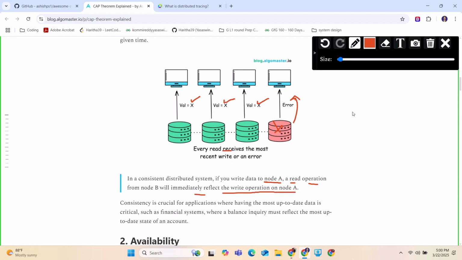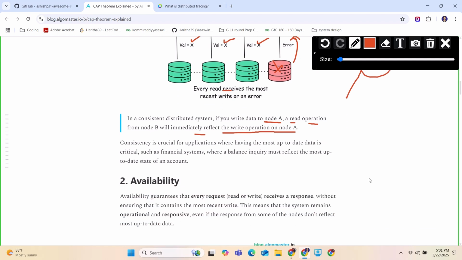Suppose there are 2 nodes, this is node A and this is node B. If a user writes something into the server, that means it has the most recent data, then B will immediately reflect whatever this write operation is; it will be copied here. Consistency is crucial for applications where having the most up-to-date data matters, like financial systems, balance queries, bank systems. You should get the latest balance and it should not be the old one. So in banking systems, consistency is very important.